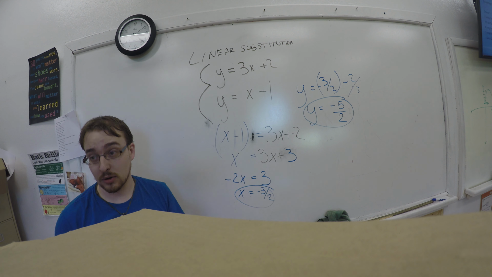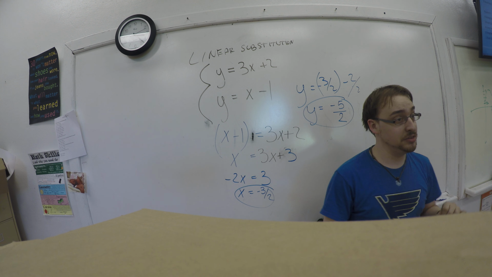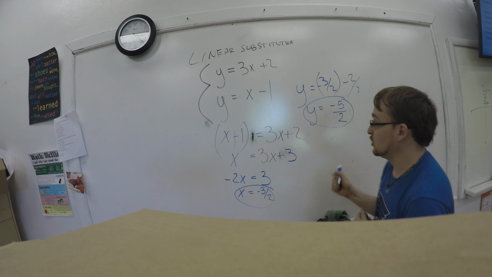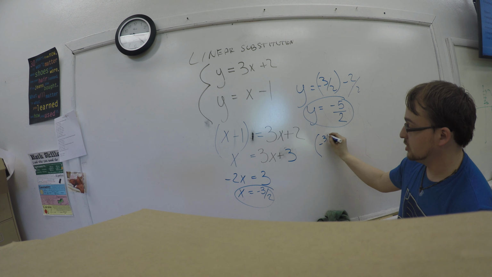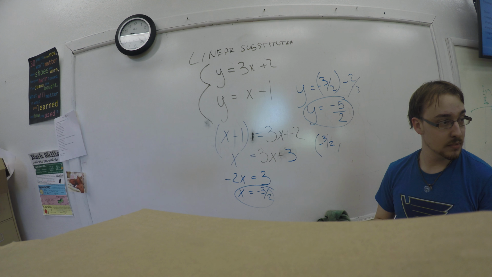We need to represent this as a coordinate because what this means is where these 2 lines, equations of a line, intersect. So the coordinate that they intersect at is negative 3 halves, negative 5 halves.